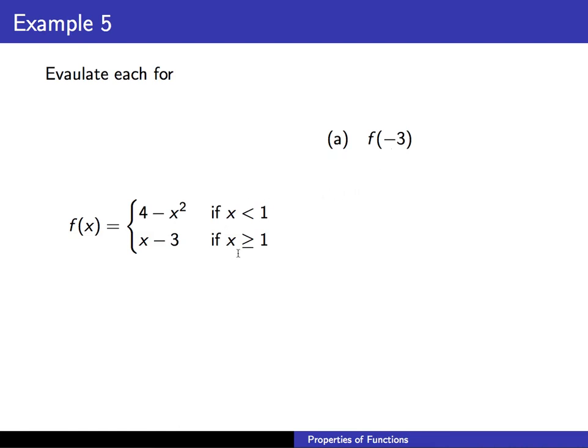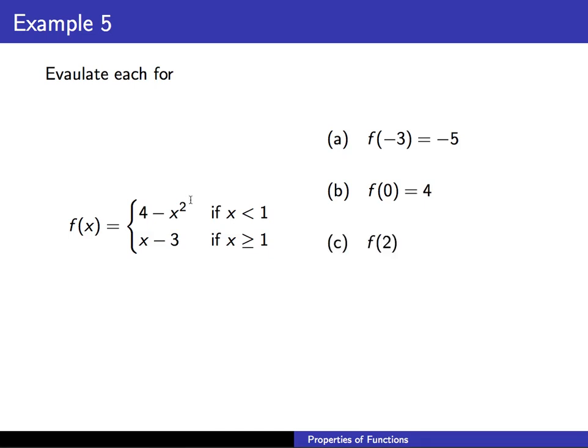Looking at these domains, which domain is negative 3 going to be in? Is negative 3 less than 1, or is negative 3 greater than or equal to 1? Well, negative 3 is less than 1, so we're going to plug negative 3 into this first function. So 4 minus negative 3 squared gives us negative 5. Part B, f of 0. Once again, 0 is less than 1, so we're going to plug 0 into this first function. We get 4 minus 0 squared, which is just 4.